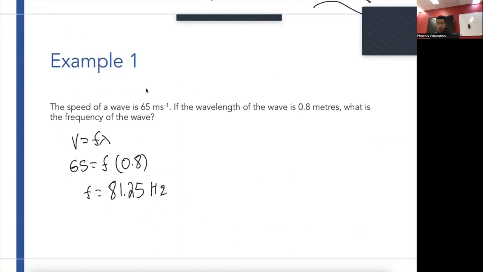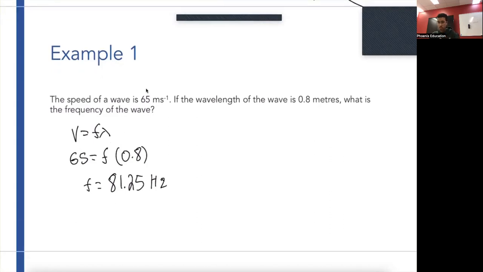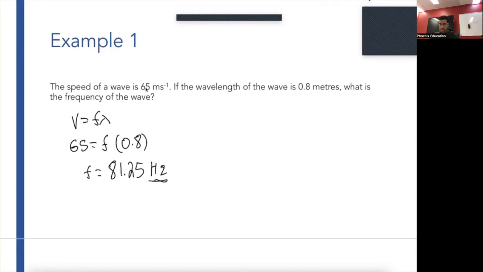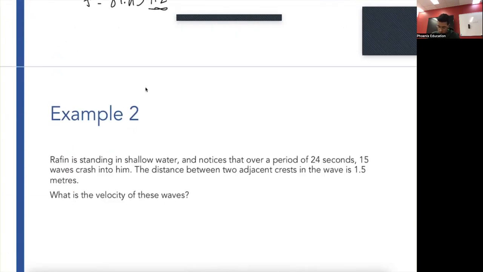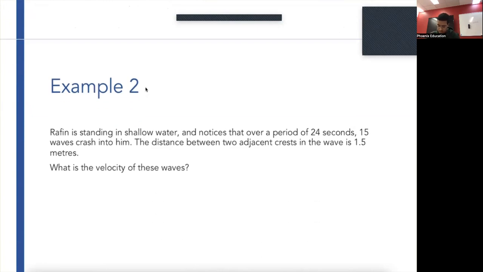Okay, and the units for frequency, remember, is hertz. So what hertz means is how many cycles occur in 1 second. So this is essentially just 1 over 1 second. Okay, but if that's a bit confusing to you, just know that the units for frequency is hertz. Okay, so we'll go into another example.